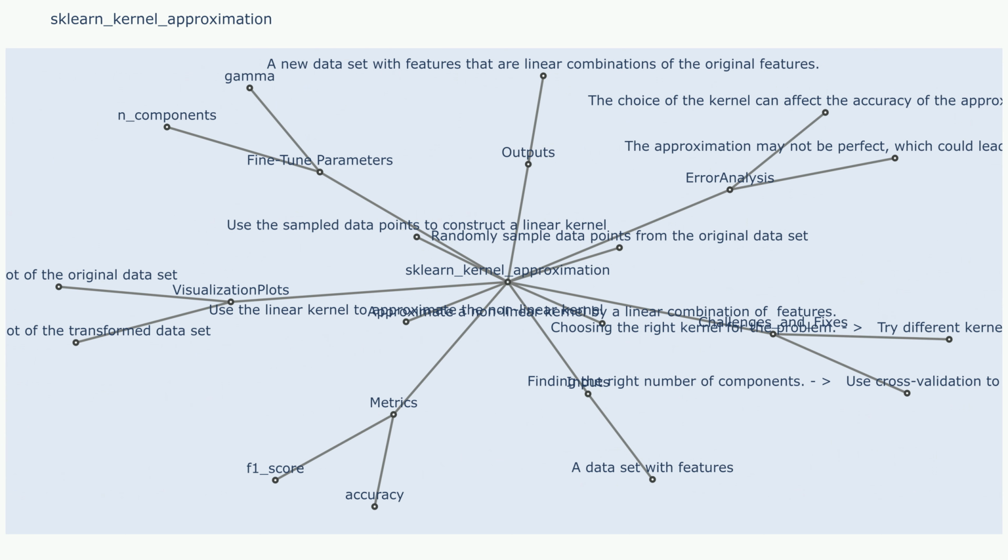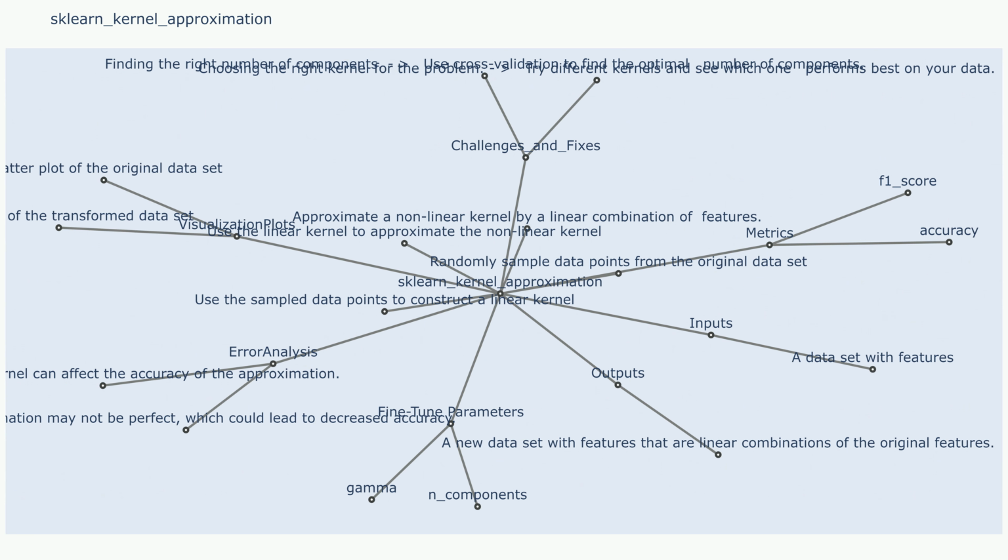Fine-tune parameters: Gamma controls the width of the kernel function, influencing the level of nonlinearity. Number of features determines the dimensionality of the approximated feature space.